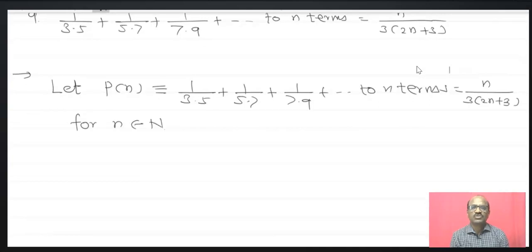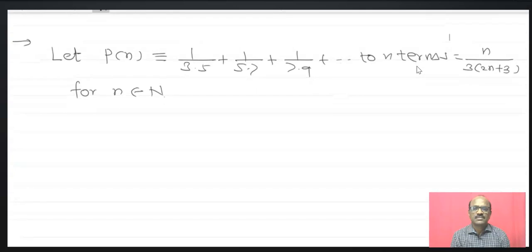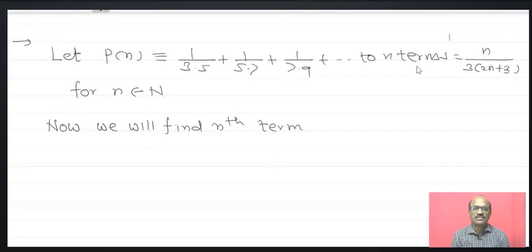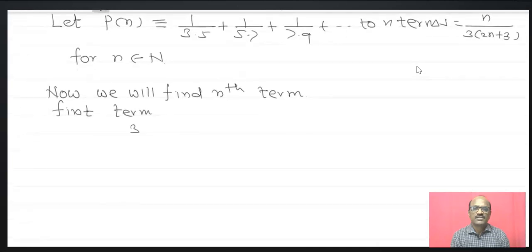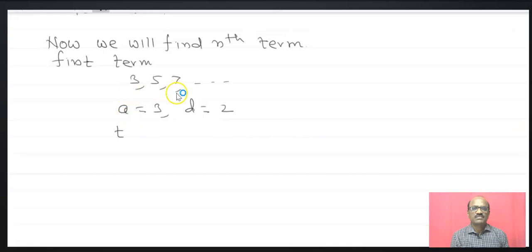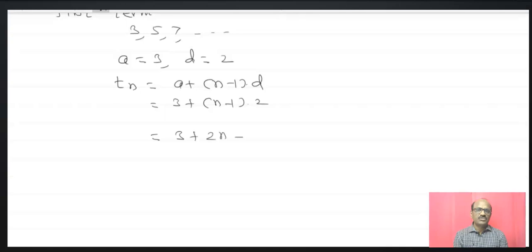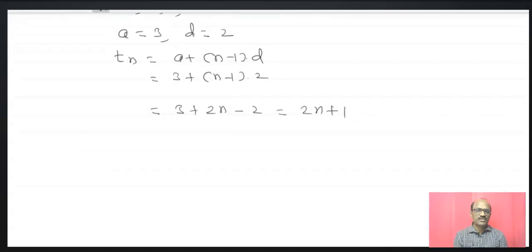For n belonging to the set of natural numbers, now we will find the nth term. First, the last term, the nth term, is not given there. For 3, 5, 7: a is equal to 3, d is equal to 2, then tn is equal to a plus (n minus 1) into d, and we get the first factor, that is 2n plus 1.